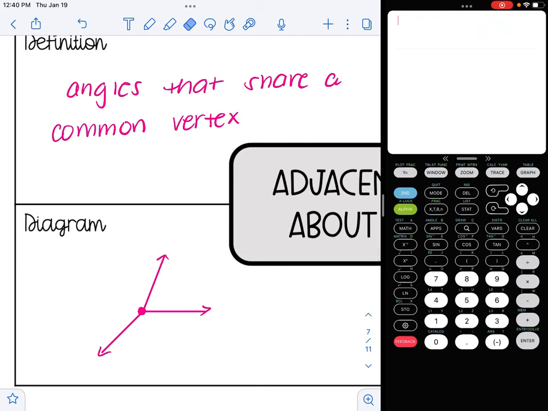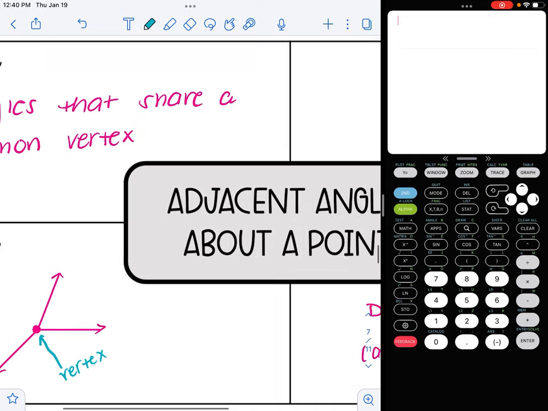Looking at this diagram here, remember the vertex is the corner point of an angle, or really that end point of each of the rays that form an angle. So if I take a look here, this is the vertex in the picture, and I have three angles that share that vertex. So those are adjacent angles.